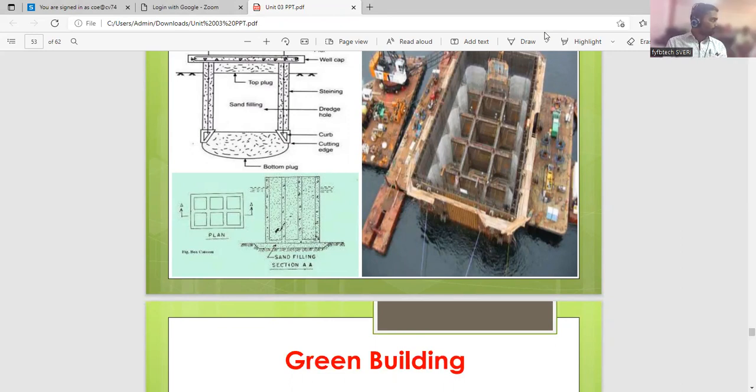Type of deep foundation you should know. Deep, that is called a deep foundation. Yes. Well foundation is a type in the deep foundation. Okay. In the deep foundation there are two parts.